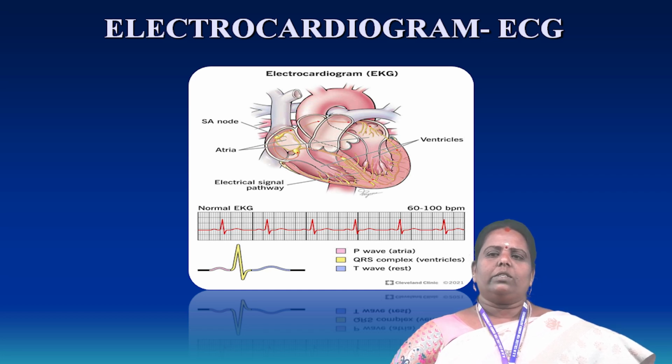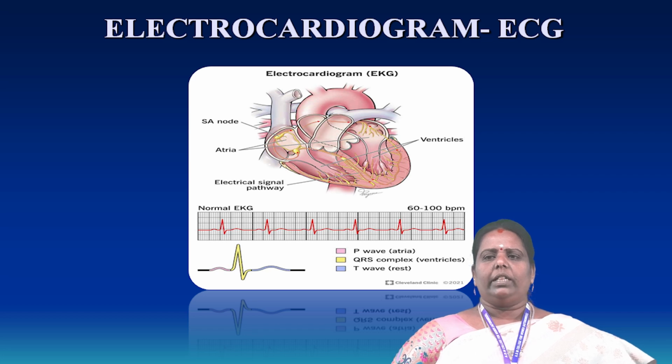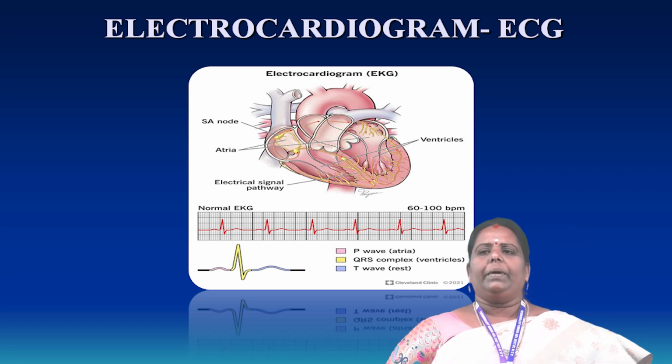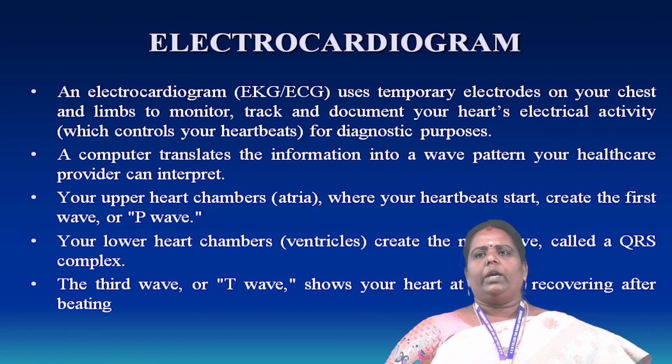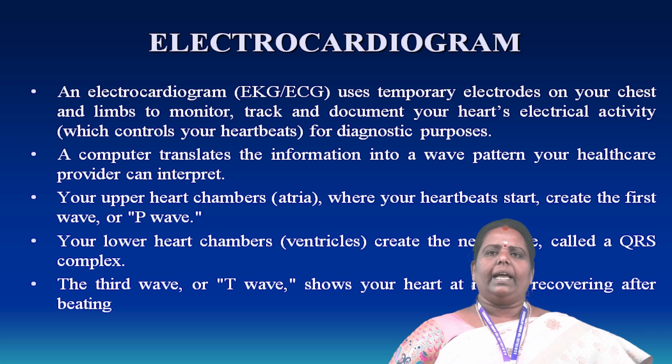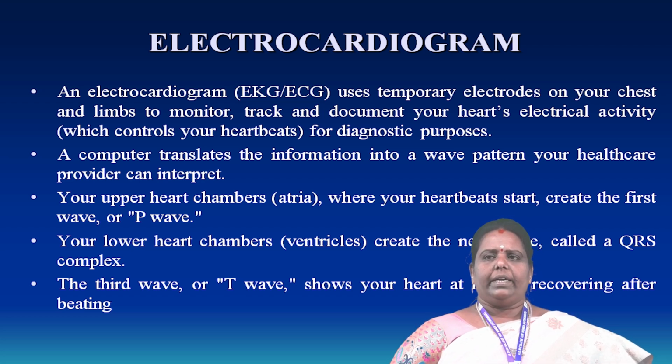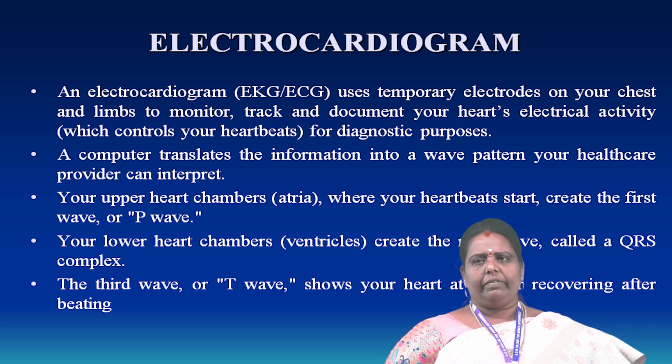Normally, the atria produce the P waves, and the ventricles produce the QRS complex waves. T waves occur during the rest phase. It is also denoted the PPM. In an electrocardiogram, temporary electrodes are placed on the chest region and linked to a monitor. It tracks and documents your heart's electrical activity.